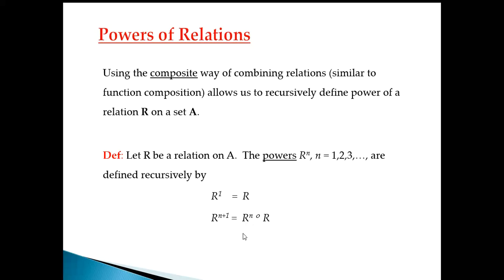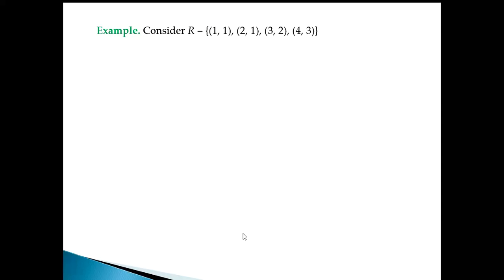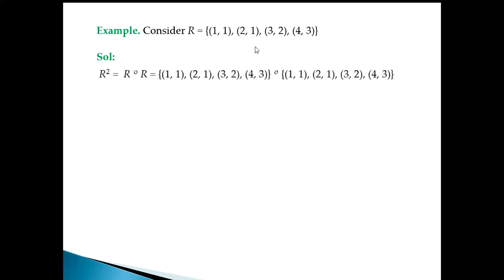So now let's take an example for this. Here we have a relation R given, with elements 1 1, 2 1, 3 2, 4 3. Now we calculate R square. What will be R square? R square means R composition R. This is the R relation, and we have to find the composition with R also. So R composition R.